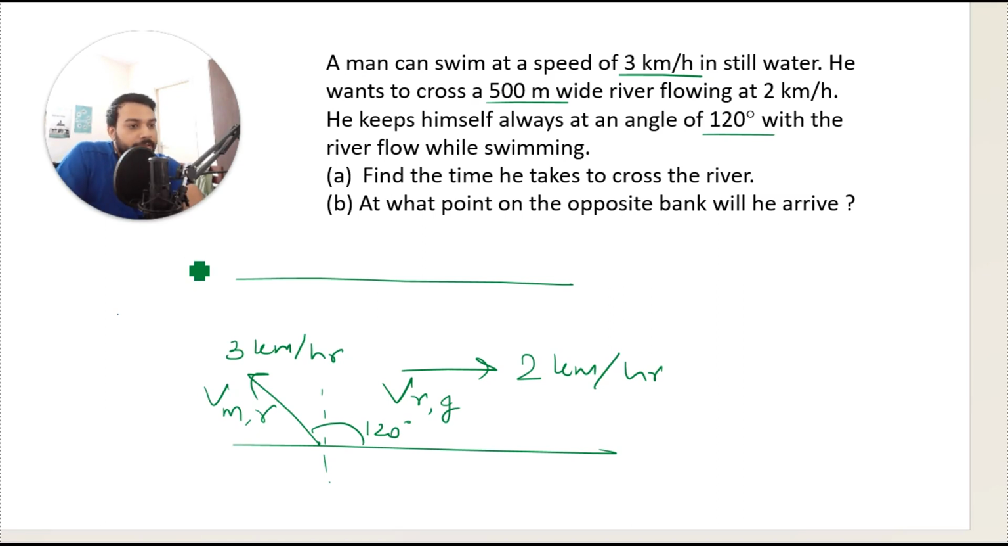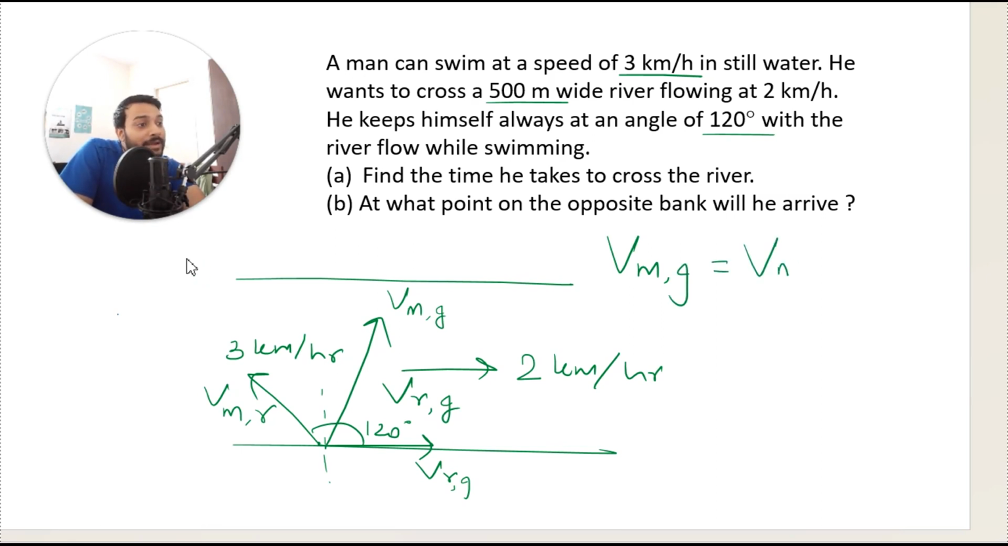Okay. Now let's combine the vectors. So the speed vector river, this is VRG, this is VMR. Resultant velocity, the final resultant velocity would be somewhat like this. Okay. This would be the velocity of man with respect to the ground, VMG. Okay. So basically VMG, velocity of man with respect to the ground, is velocity of man with respect to the river plus velocity of river with respect to the ground.